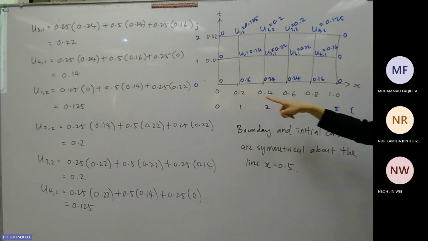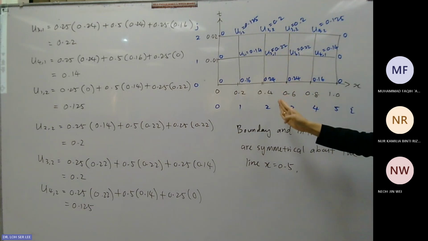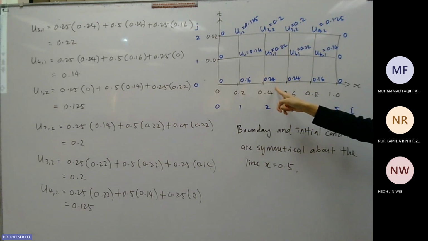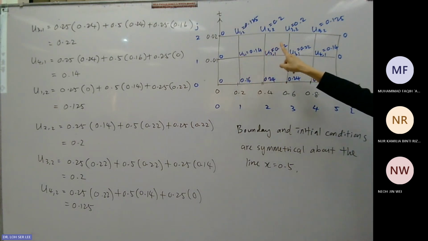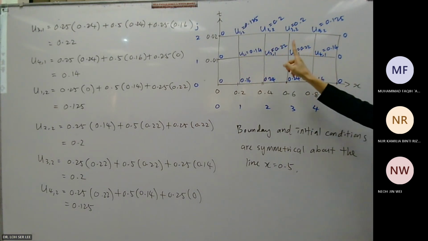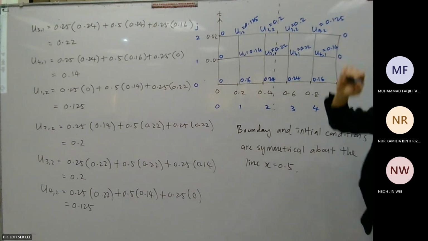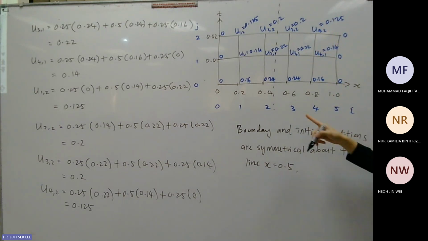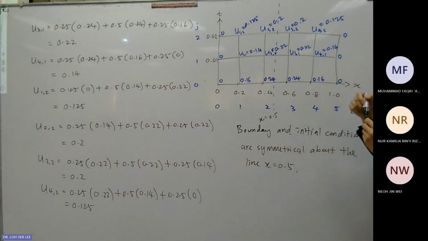Boundary and initial values are symmetrical at x equals to 0.5. So that means your U11 will be equals to U41. U21 will be equals to U31 because it is symmetrical about the x equals to 0.5. Okay, that means all the internal points will be symmetrical as well.